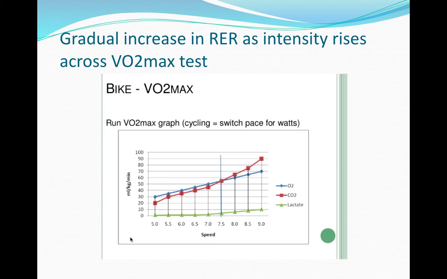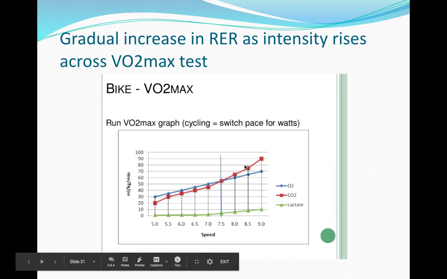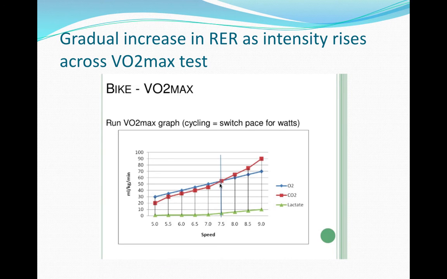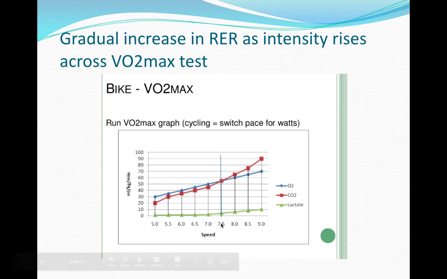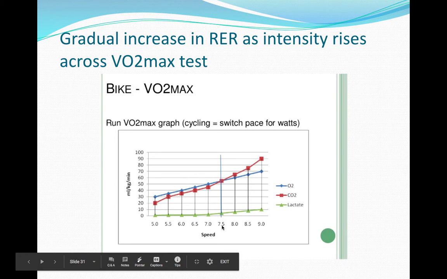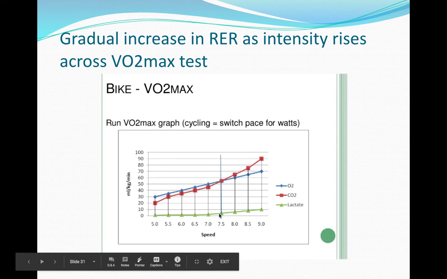So this graph is showing you a gradual increase in the respiratory exchange ratio as intensity rises, because O2 is rising and CO2 is rising. And then at 7.5, I'm assuming this is miles per hour. Oh, wait, this is cycling. Sorry. So with their speed, this is oxygen consumption on the y-axis in mL per kg per minute, which is what we do for CO2 and oxygen. And then you see the green line is lactate.